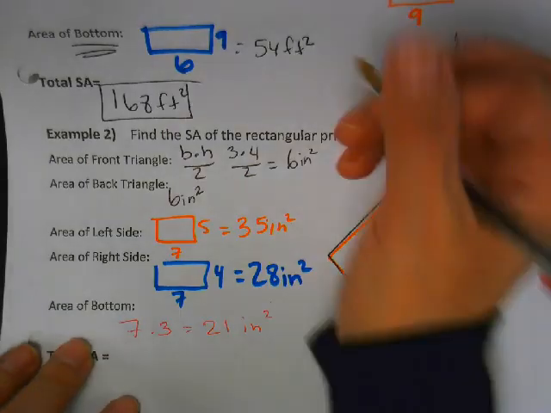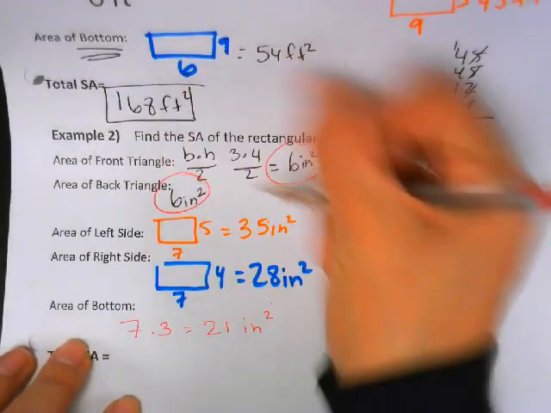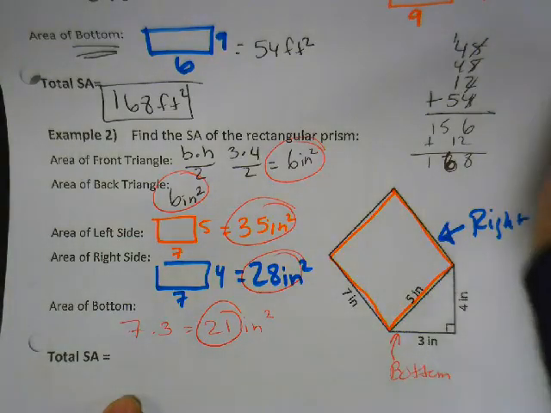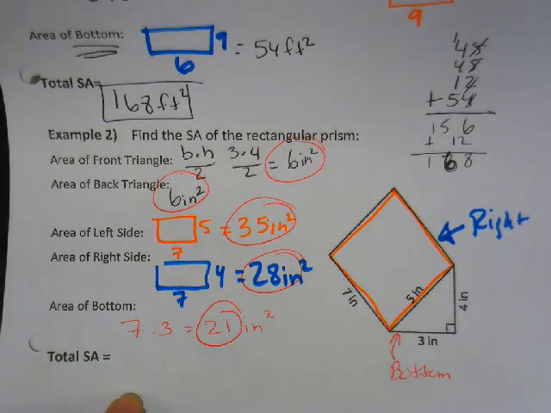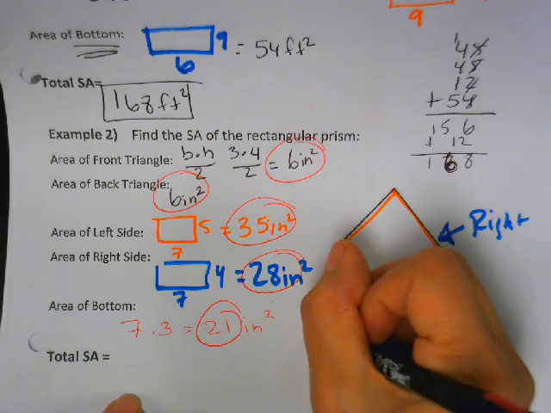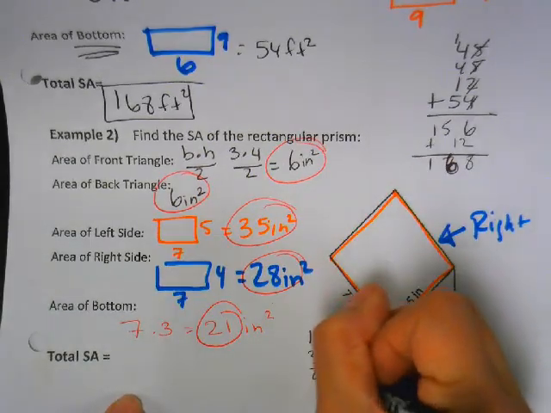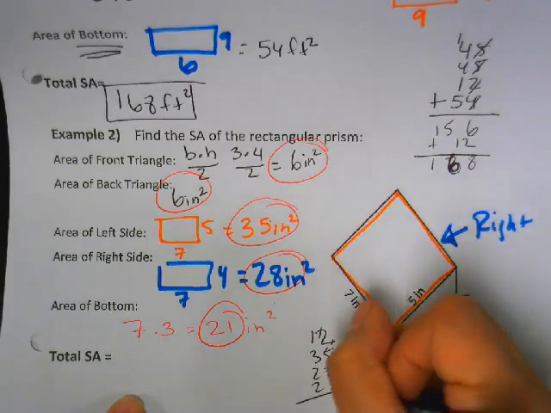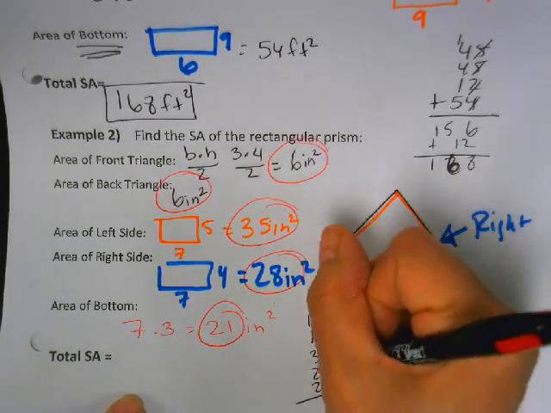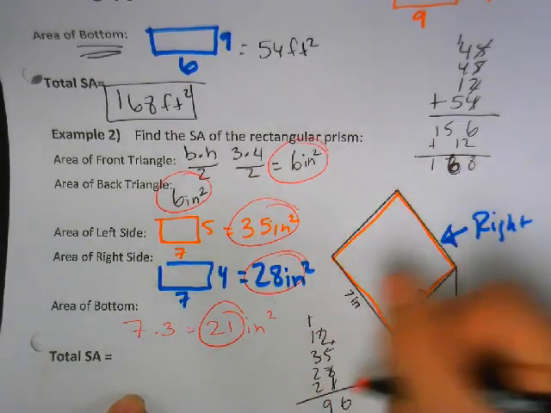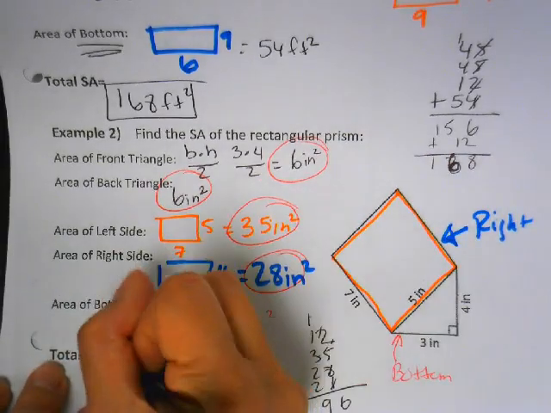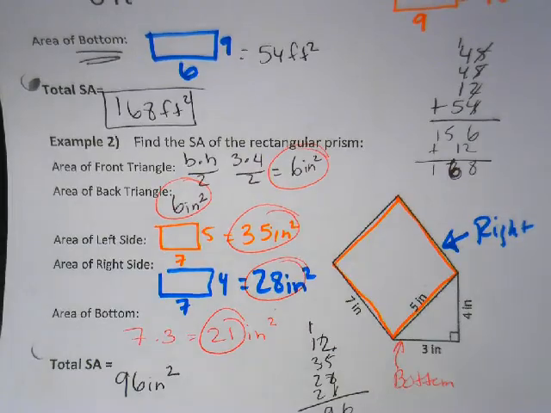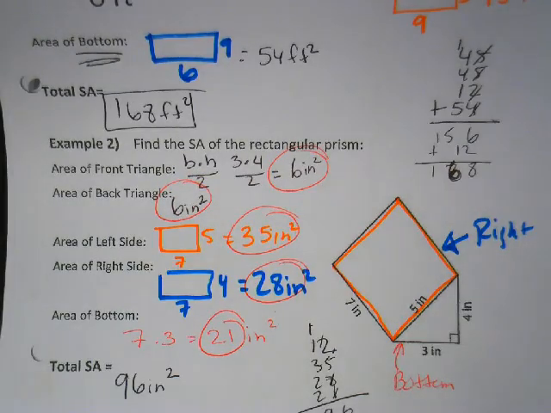All right, so now let's add 6 plus 6, 35, 28, 21, 9, 10, 11, 16, 1, 2, 4, 7, 8, 9. What do we got? 96? Yep, 96 inches squared. We okay?